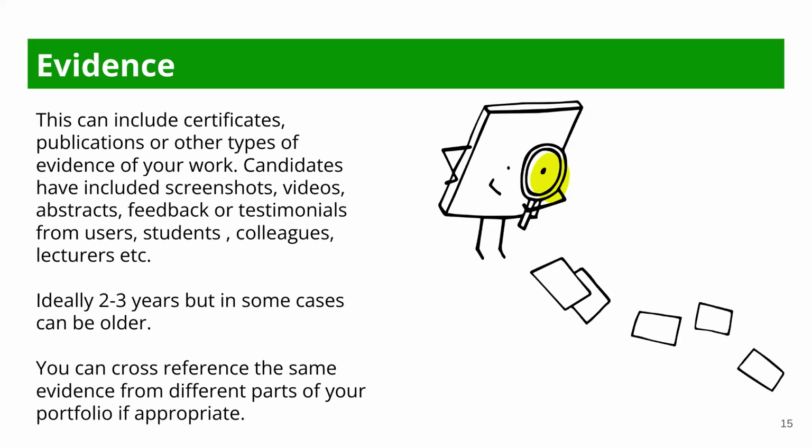The evidence ideally shouldn't be older than 2 to 3 years from when you submit your portfolio. If it's a strong piece of evidence and it's still relevant, then it can be older. But generally, we recommend 2 to 3 years. And then you can cross-reference the same evidence from different parts of your portfolio if needed. So feel free to use the same piece of evidence across multiple subsections.